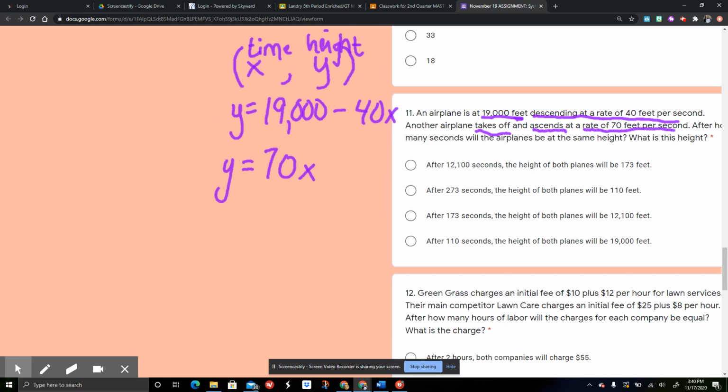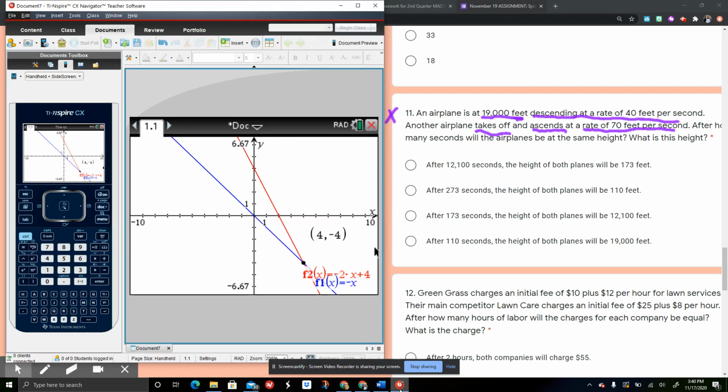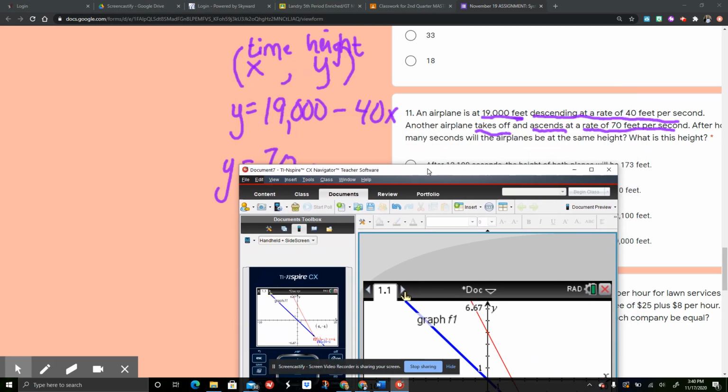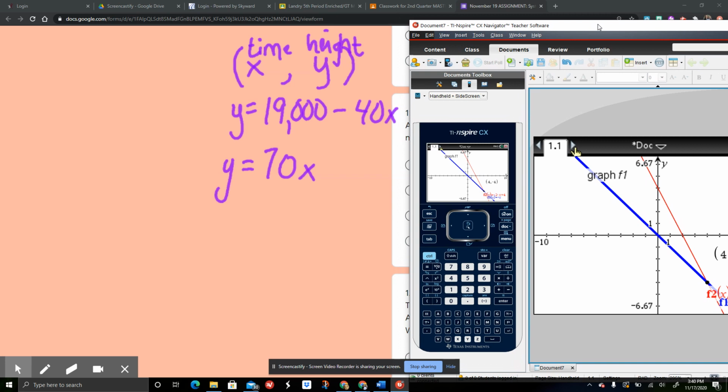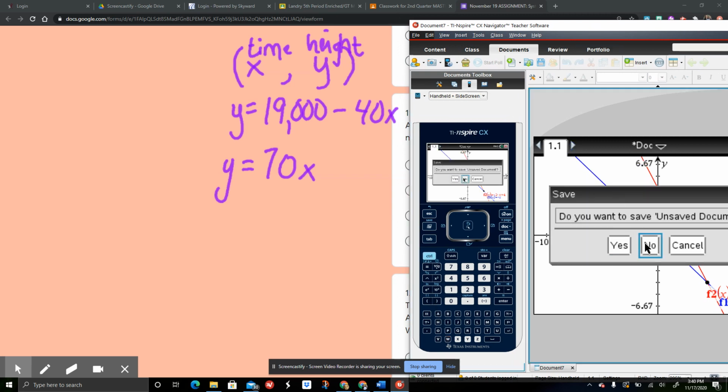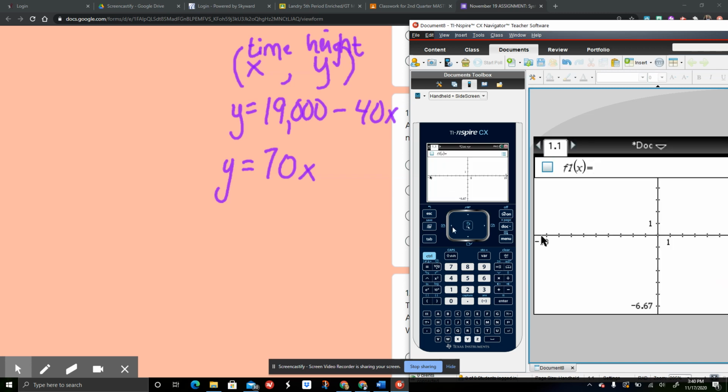So I'm going to find the intersection, and the number of seconds will be the x value at the intersection, and the height will be the y value at the intersection. So I'm going to go to my calculator. And I need to type in those two equations. So I'm going to hit Control W to wipe out what I had earlier. Then I'm going to go back into my graphs and I'm going to type 19,000 minus 40x. I'm going to arrow down to type in my second equation, which is 70x.